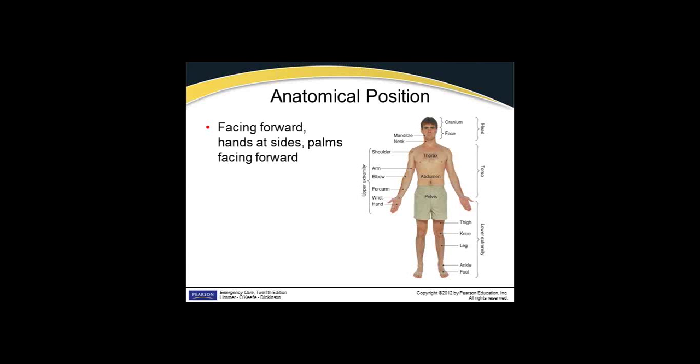So muscles are not crossed, bones are not crossed, so this is the least stressing position for the body to be in. And so it's looking face forward, obviously, feet pointed forward, and the palms pointing forward. And that's what we refer to as an anatomic position. Some generalized body terms that go along with that.